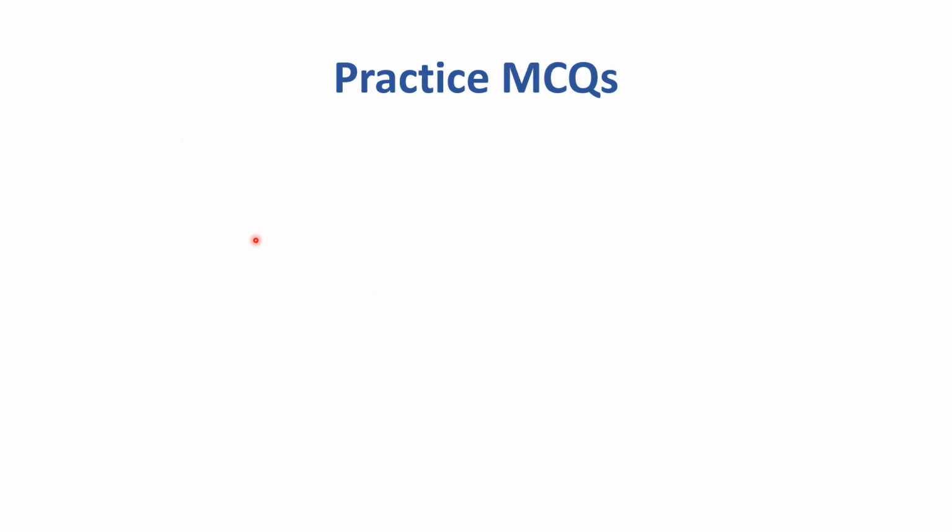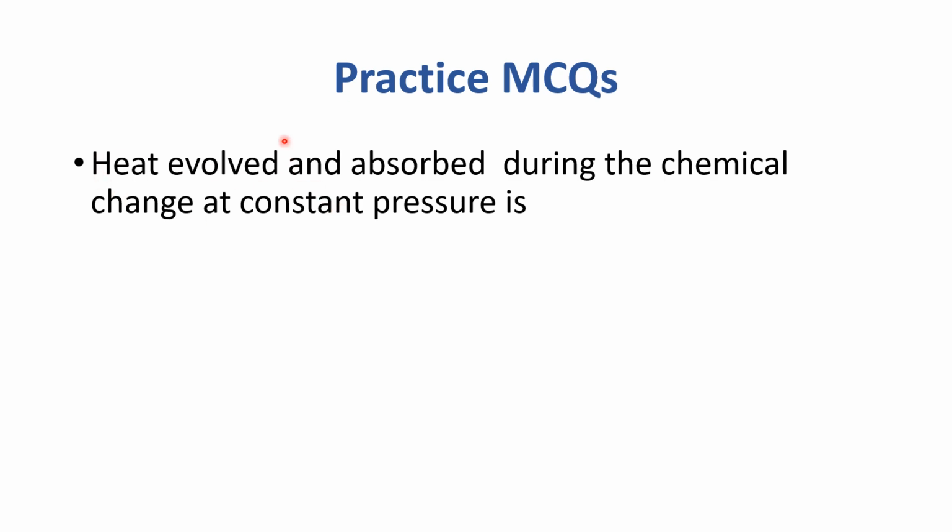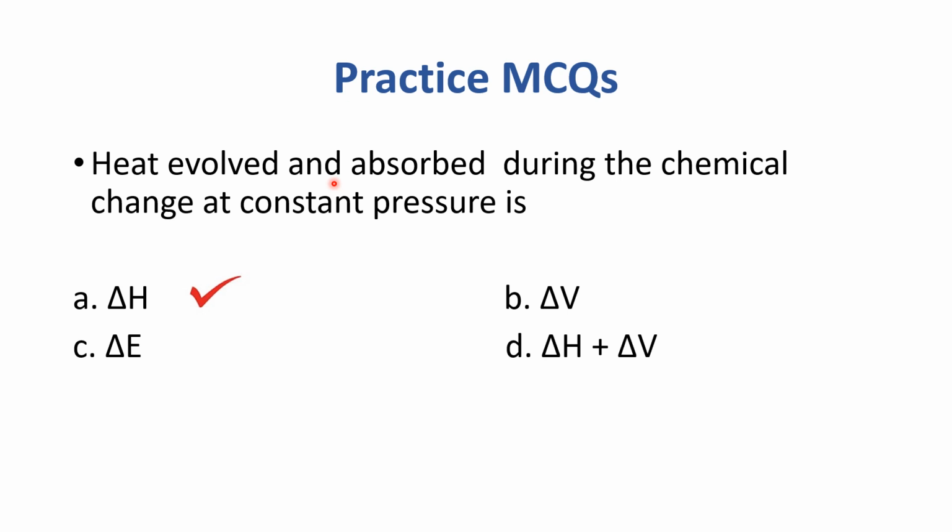Here we have a practice MCQ. Heat evolved and absorbed during a chemical change at constant pressure is delta H, delta V, delta E, or delta H plus delta V. And the correct option is delta H. We have read this in the previous slide.